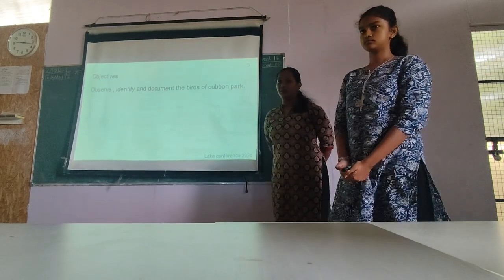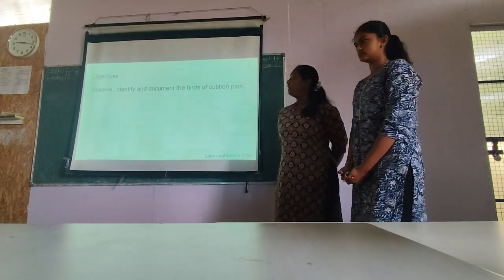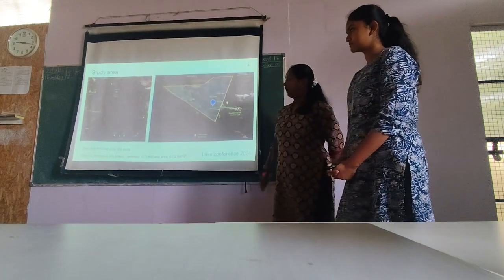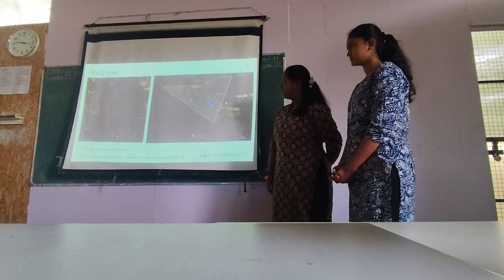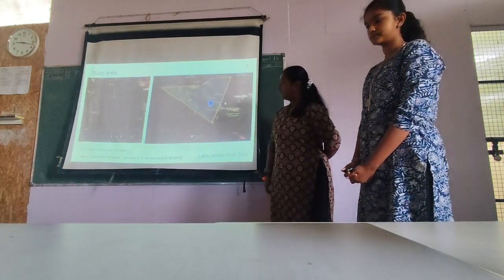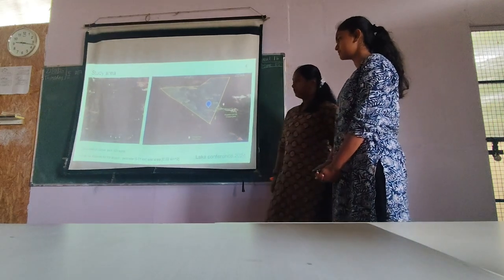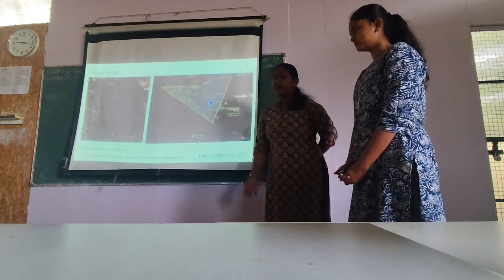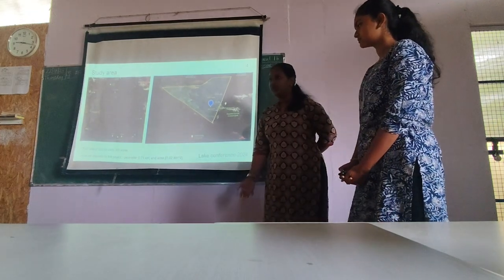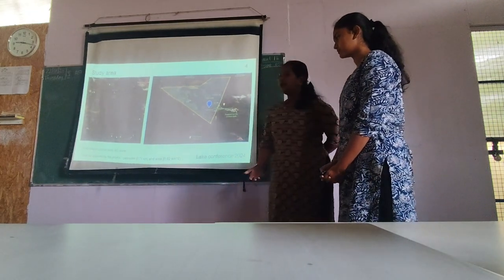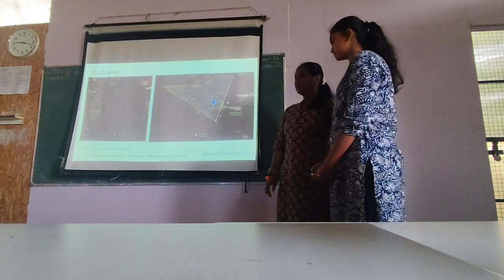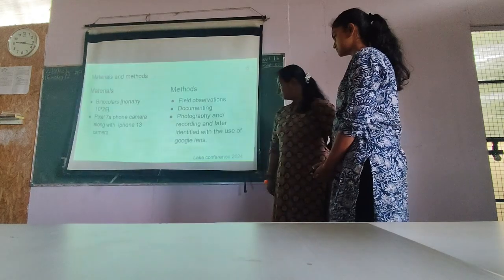The objective of our project was to observe, identify and document the birds of Kabban Park. On the left is a map of our study area and on the right is the path we travelled, or the area we covered while studying birds. The total area of Kabban Park is 300 acres and the area we studied for this project is 0.71 kilometers in perimeter and 0.02 square kilometers in area.